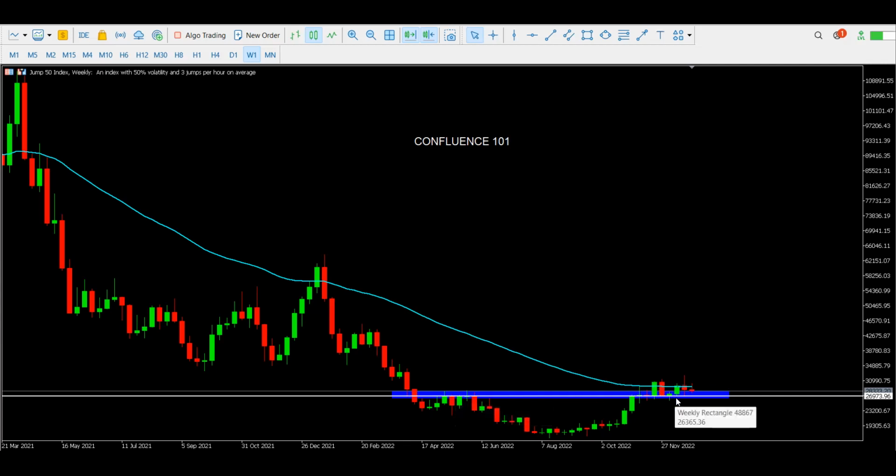The previously broken resistance becomes a new structure. You can clearly confirm from the weekly time frame that we bounced off from that level, seeing a clear rejection candlestick as well as a bullish engulfing candlestick off of the level. So we have the weekly time frame bullish.